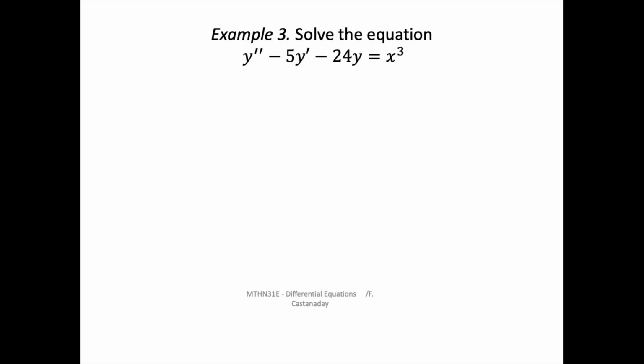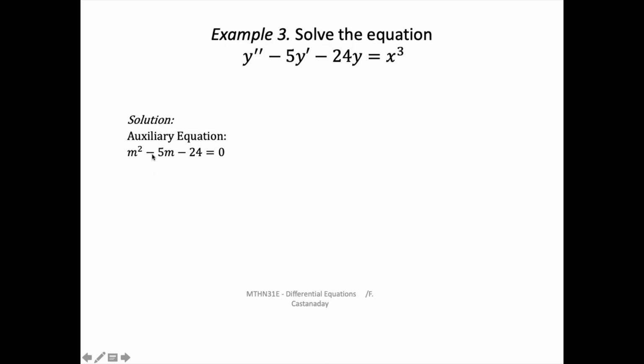Solve the equation y double prime minus 5y prime minus 24y equals x cubed. So the first step is to determine y sub c, or the complementary solution. So we utilize the left member of the equation and equate that to 0 and write its auxiliary equation. In this case, we just replace the derivatives by the letter m. So you have second derivative to m squared, first derivative to m. That's why we have this auxiliary equation, m squared minus 5m minus 24 equal to 0.